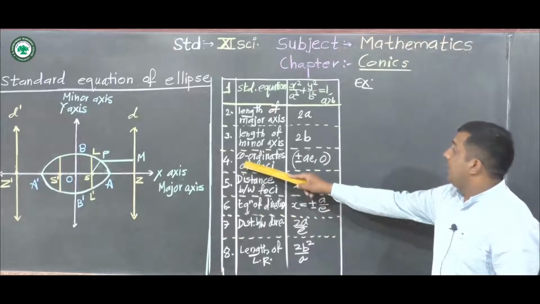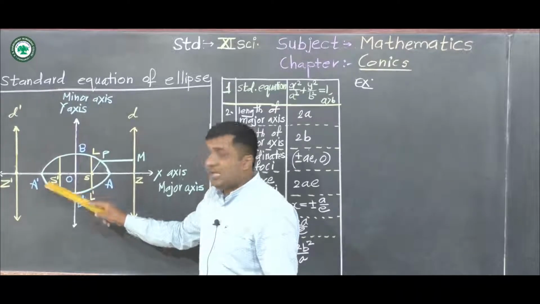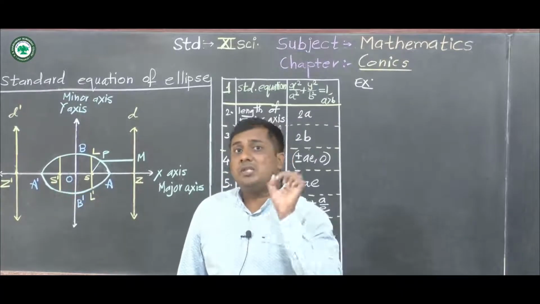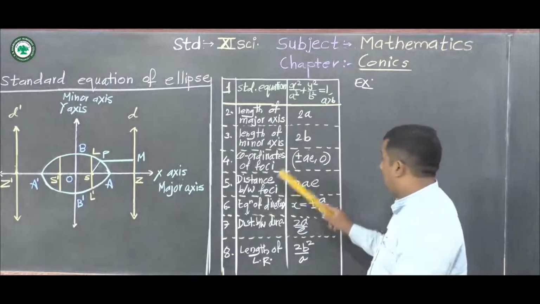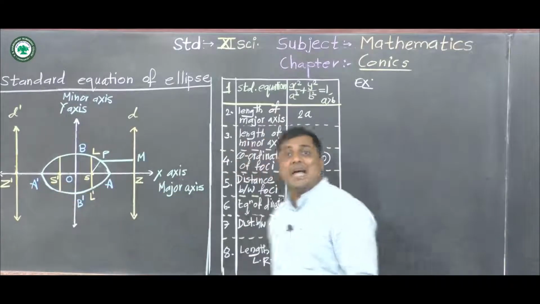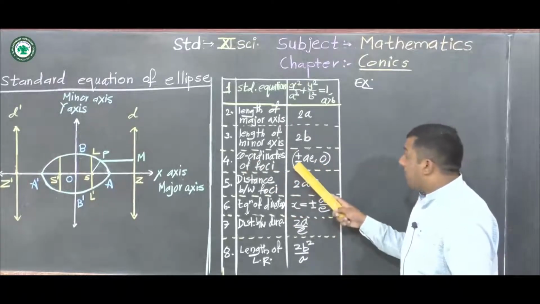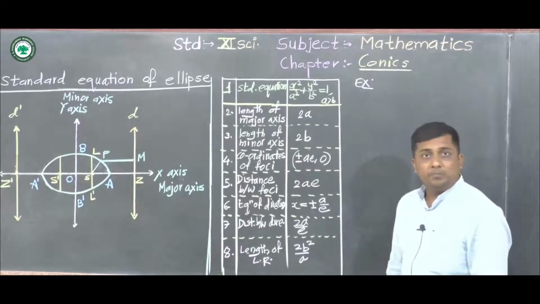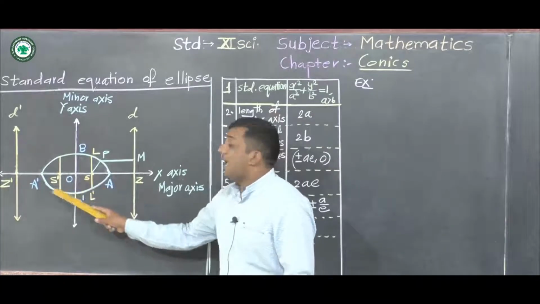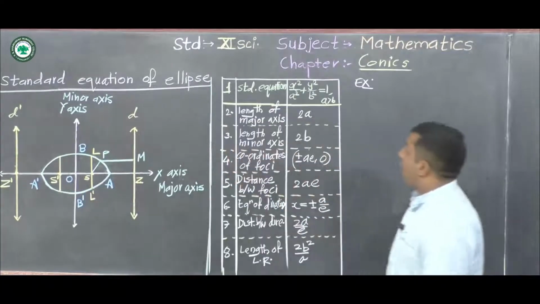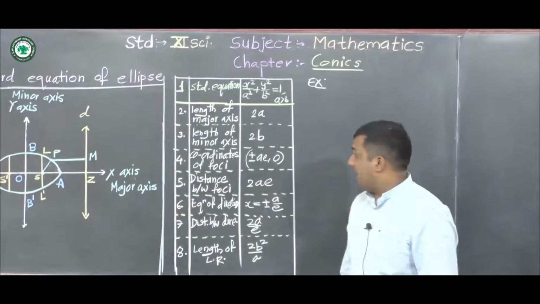Then we define the coordinates of the foci. S and S dash are the two foci. The coordinates of S are (ae,0) and for S dash they are (minus ae,0). So the coordinates of the foci are (plus minus ae,0). The distance between the two foci, that is between S and S dash, is always twice ae. Remember this: twice ae.